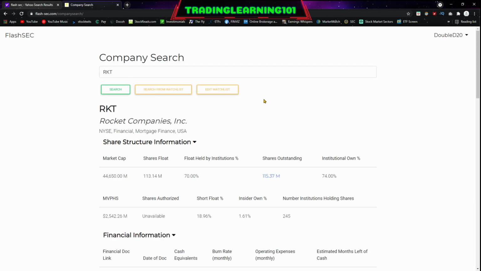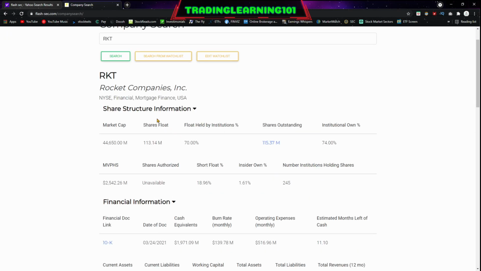Sometimes it will have a loading screen and it'll take a moment because it's manually going into it and searching and pulling all the information for you. Most of the time though, you could just enter in a ticker and it immediately loads it right up. So as we scroll down, it tells us the ticker, the company name, tells you what exchange the stock is on, what sector, and where it's located.